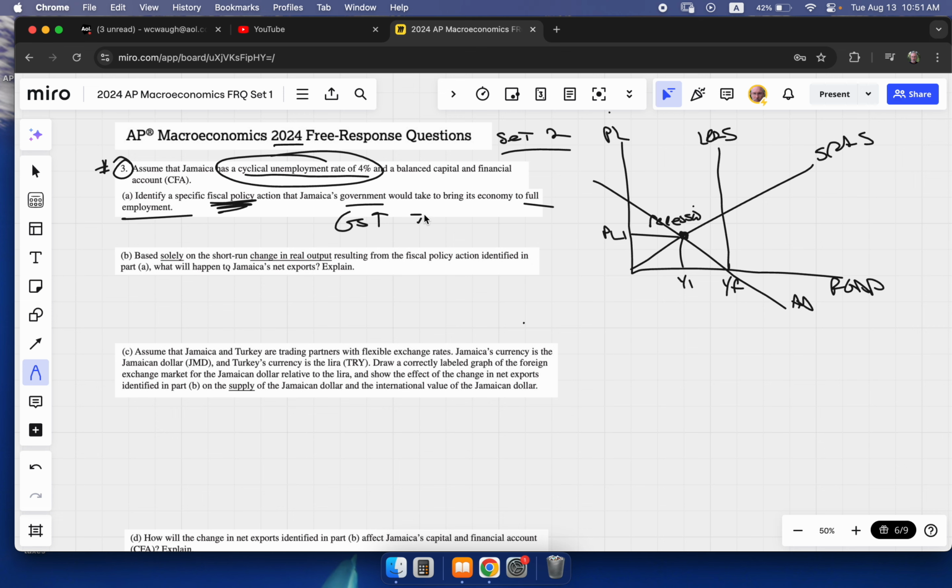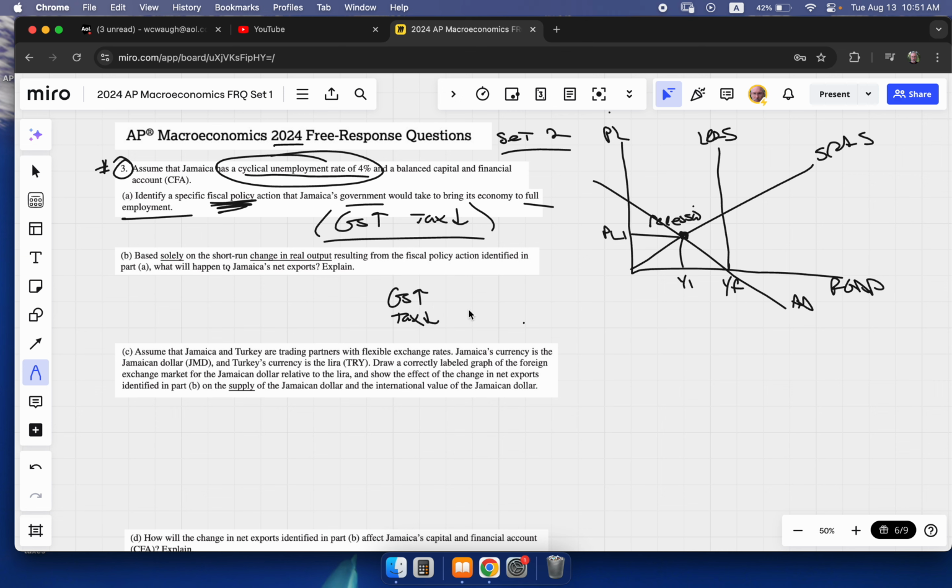Government spending could go up or taxes could go down. Those are technically the two things for fiscal policy that we tend to want to use. Government spending going up or taxes going down. And let's follow our chain of thinking because we're going to answer this in just a second. What happens when government spending goes up or taxes go down?